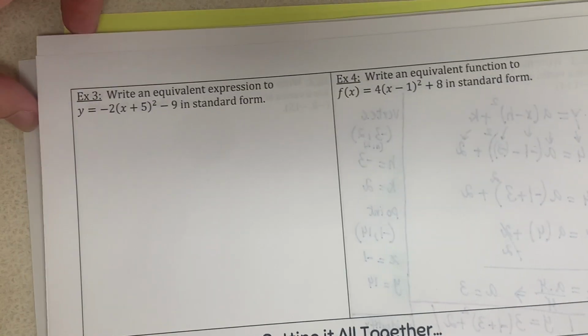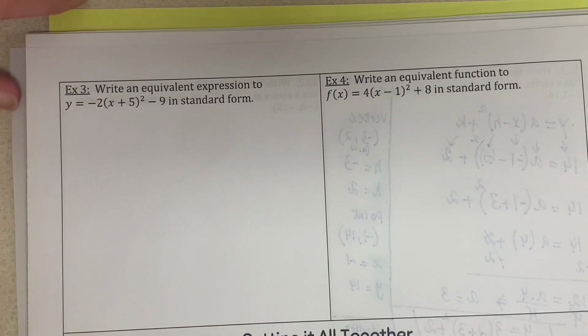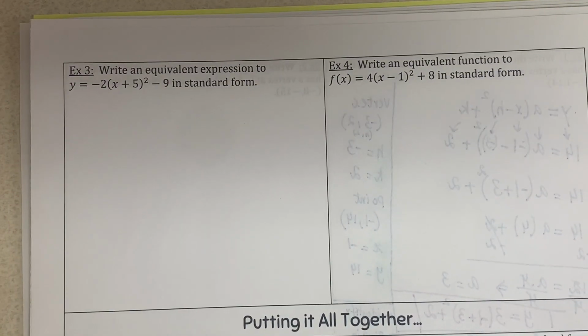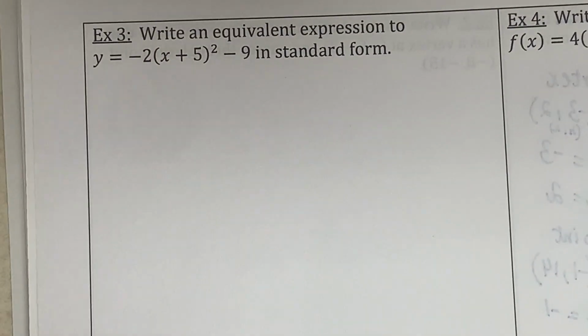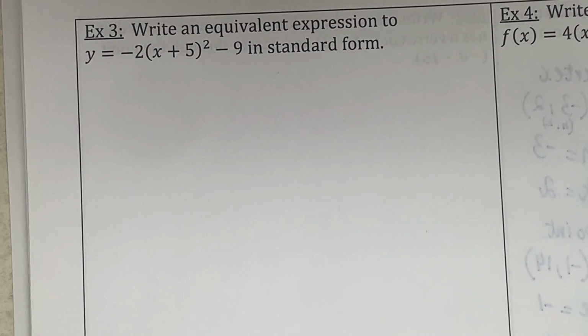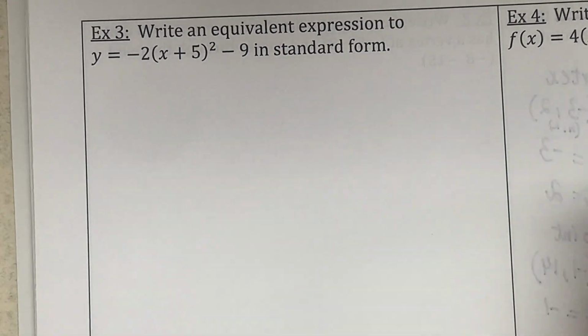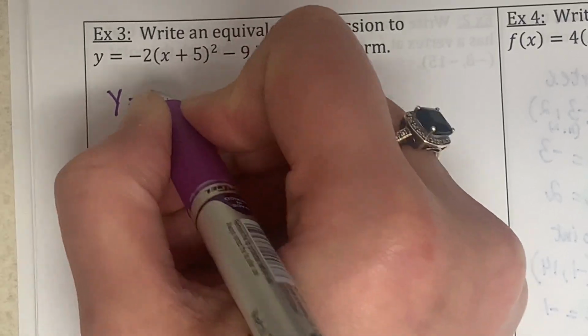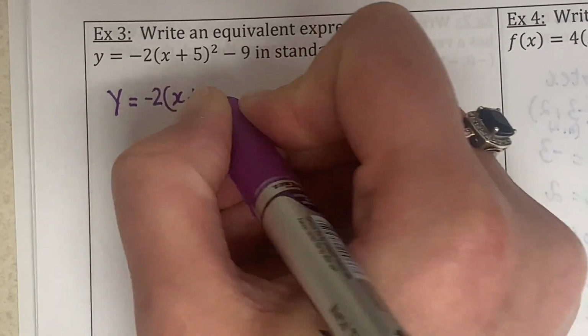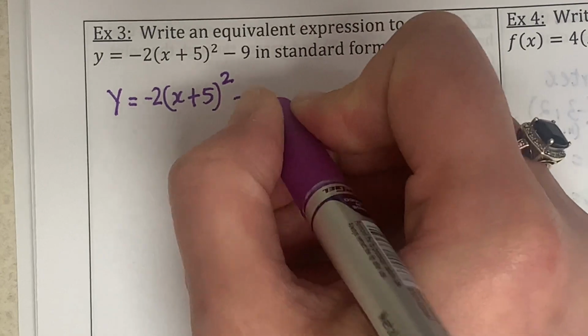Again, they are called equivalent expressions. So if you're stuck and unable to do it, you can use the calculator to see whether you did it correctly or not, or even simply to get the answer. So y equals -2 times (x plus 5) whole squared minus 9.